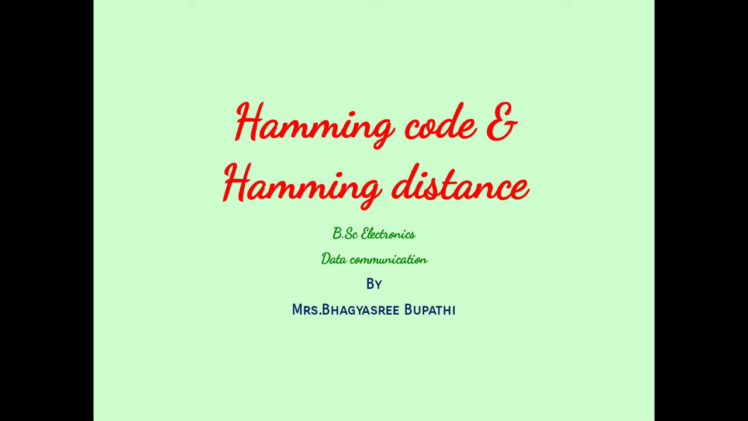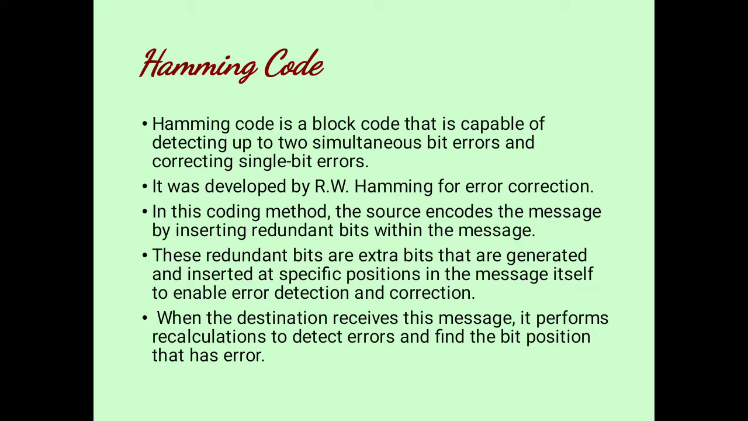Okay, now coming to the introduction part of Hamming code. Hamming code is a block code that is capable of detecting up to two simultaneous bit errors and correcting single-bit errors. It is used to detect 2-bit errors and it will correct single-bit errors also. It was developed by R.W. Hamming for error correction. In this coding method, the source encodes the message by inserting redundant bits within the message. The extra bits which we add along with the message to be transmitted are called redundant bits.